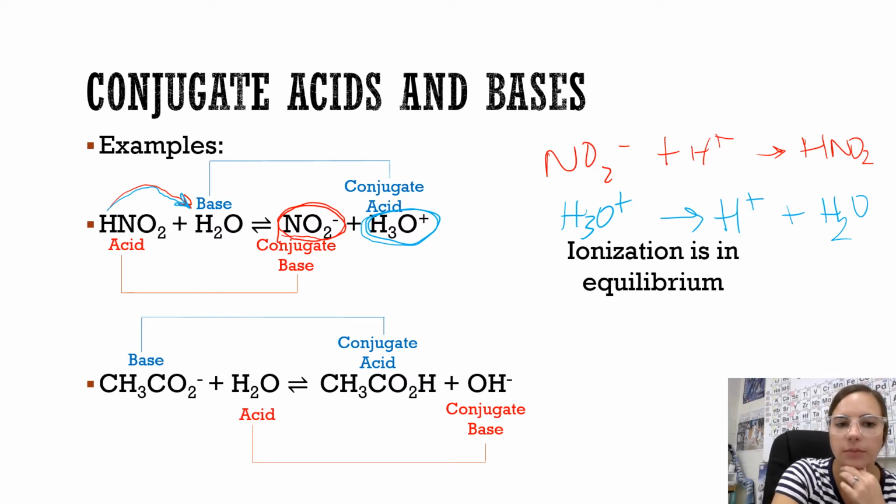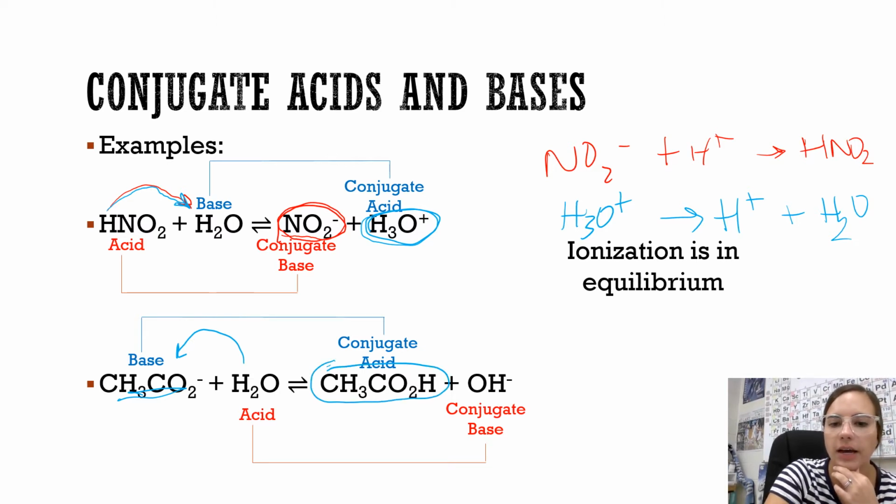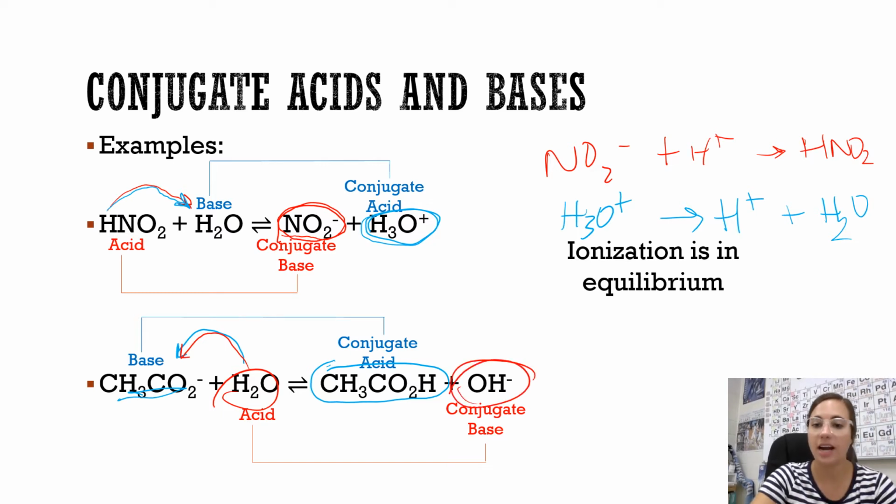So now this time we have a base, so it's going to accept the hydrogen to form this conjugate acid. If it's accepting the hydrogen from water, water is acting as the acid, because then it gets rid of its hydrogen and creates the conjugate base hydroxide. So here we see that using a Bronsted-Lowry definition of an acid and base expands what can be considered acidic and basic. Because by its pH, water is neutral.